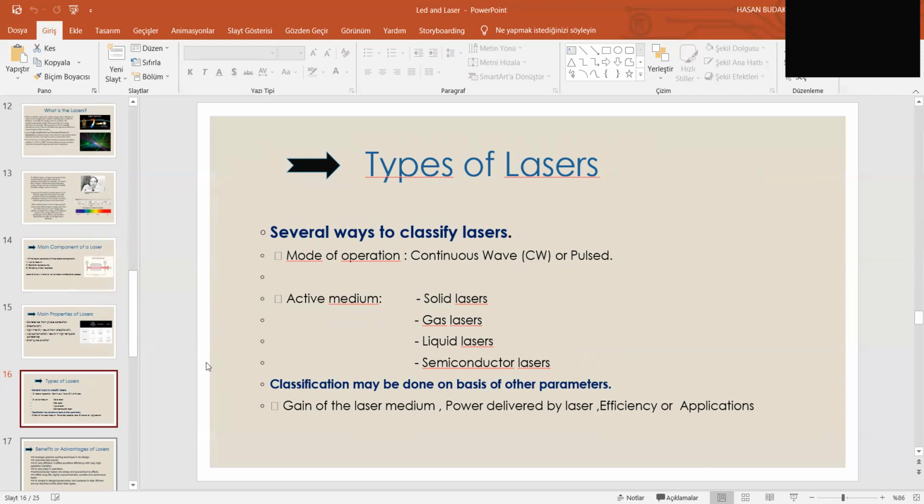Types of lasers. There are several ways to classify lasers: mode of operation, active medium. You can see it on this page.